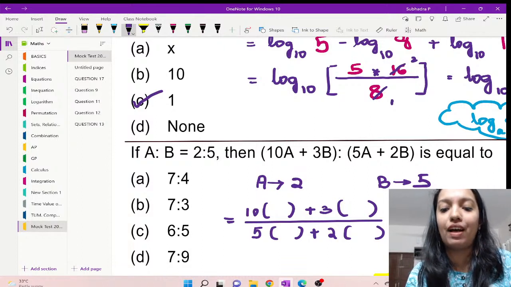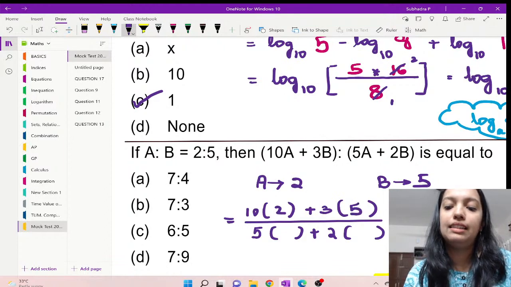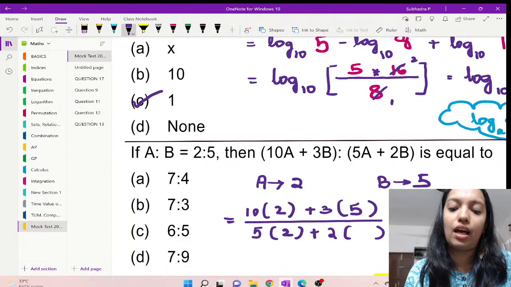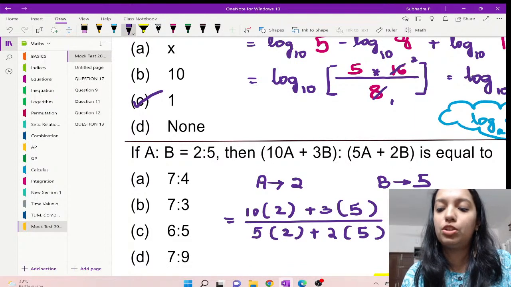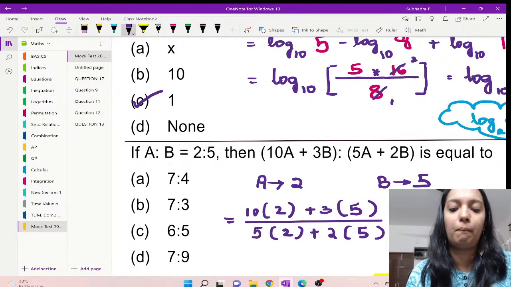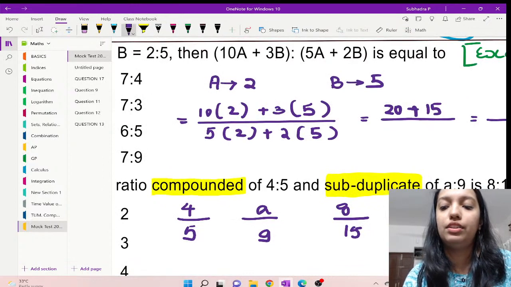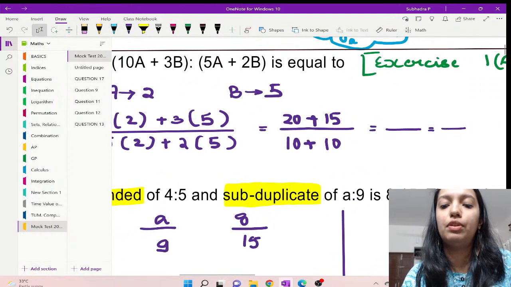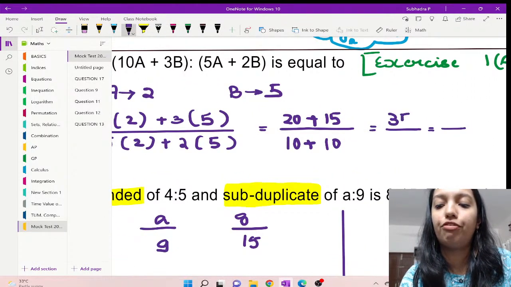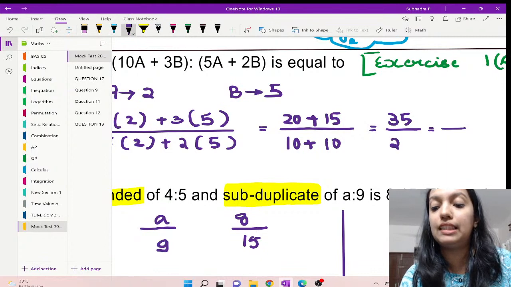I have taken that information from here. So wherever you find A, 10A, correct? Wherever you find A, replace it with 2. Wherever you find B, replace it with 5. Similarly, wherever there is A, I'll put 2. Wherever there is B, I'll put 5. So 10 2s are 20 plus 3 5s are 15 divided by 5 2s are 10 plus 2 5s are 10. So your answer will be 20 plus 15, 35, divided by 10 plus 10, 20.